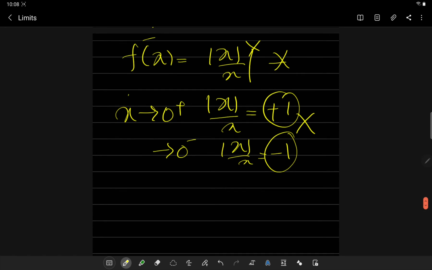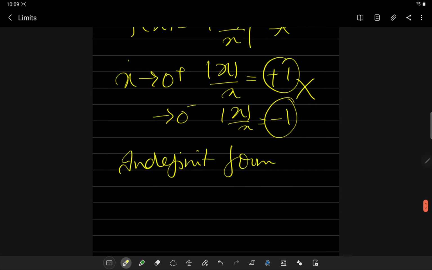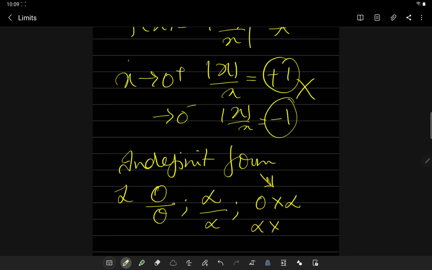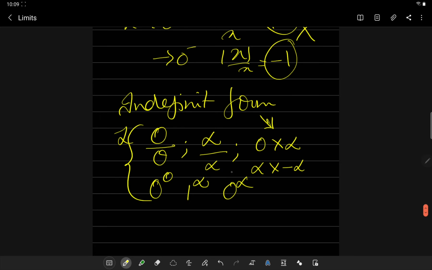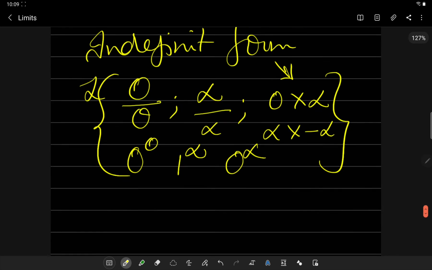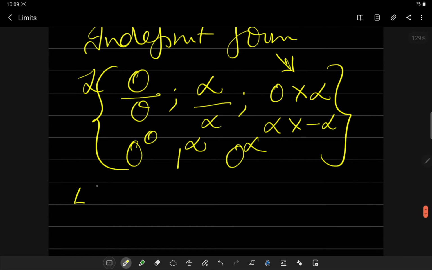So whenever you have indefinite forms, simply remember, what is an indefinite form? If the ratio of the limit is in the form 0 by 0 or infinity by infinity or 0 into infinity or infinity minus infinity or 0 power 0 or 1 power infinity or infinity power 0, these are the various indefinite forms, then you have to simply apply L'Hopital's rule.